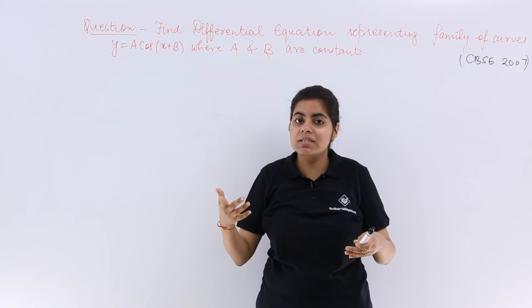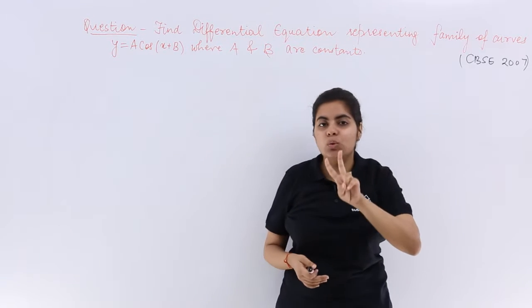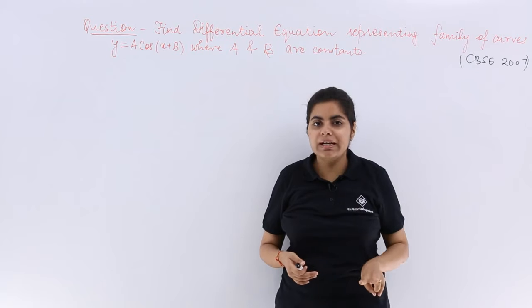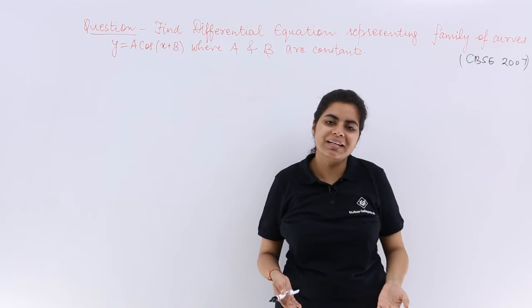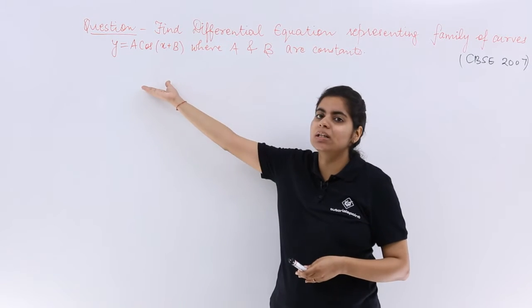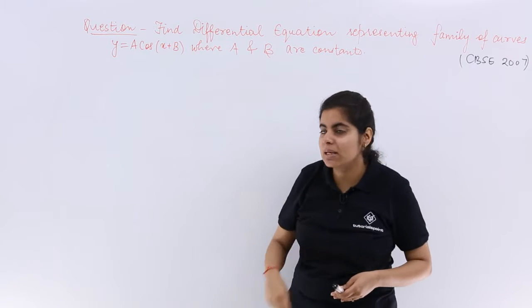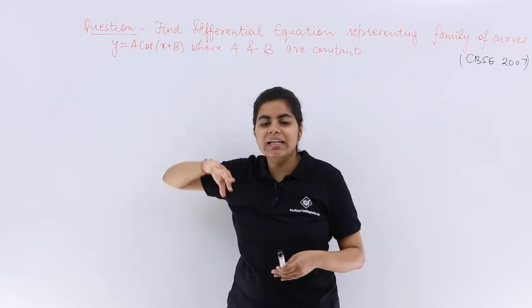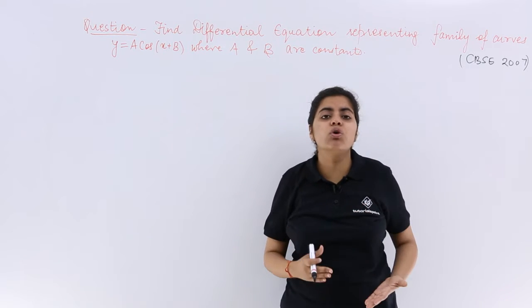Now, how many constants come into the picture? Two constants, a and b. If two constants are there, definitely we will get a differential equation of the second order. So, very easy to do. If you want to get a differential equation of the second order, you have to differentiate it how many times? 2 times, because first time you will get dy by dx, second time you will get d2y by dx square. So, that is how you have to go about this question.